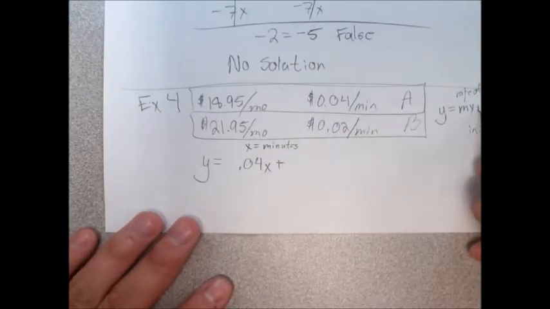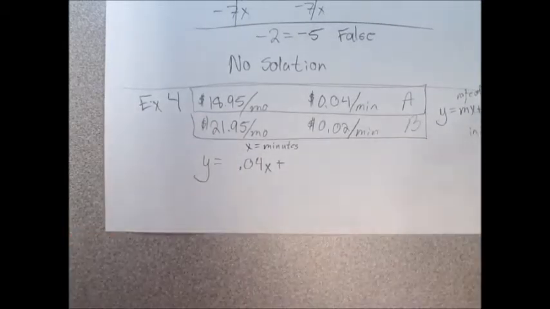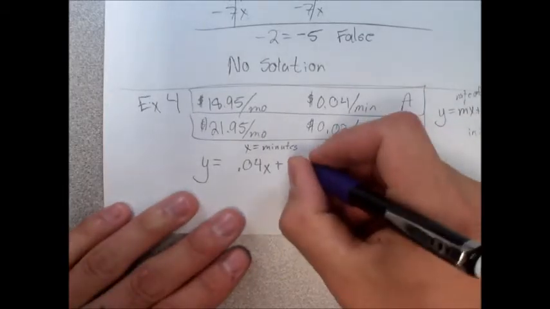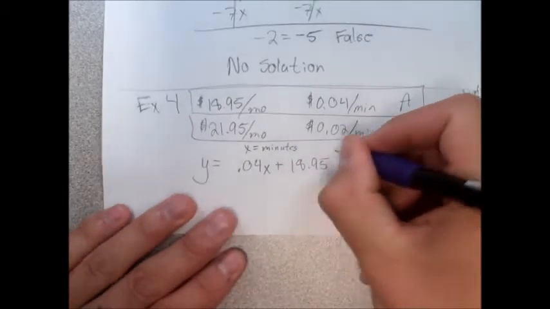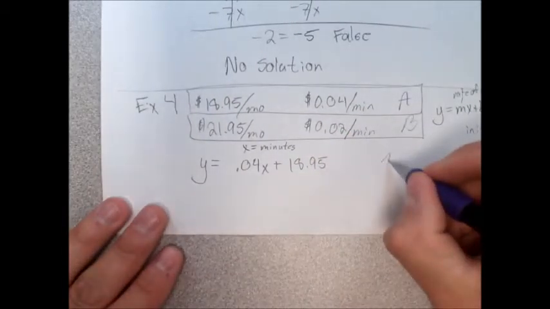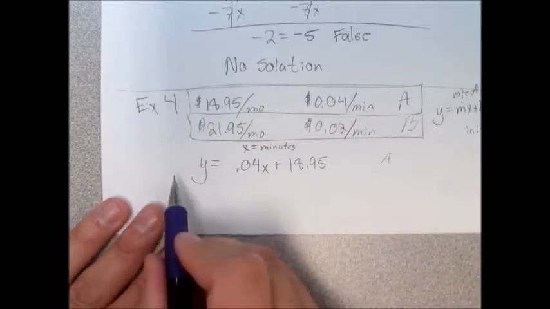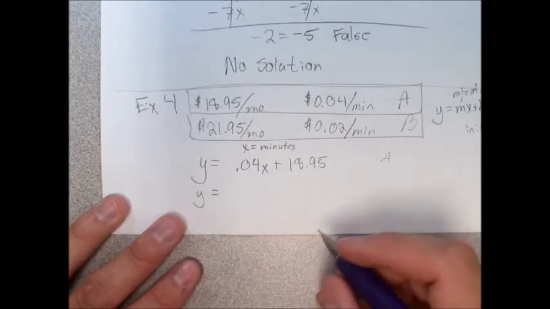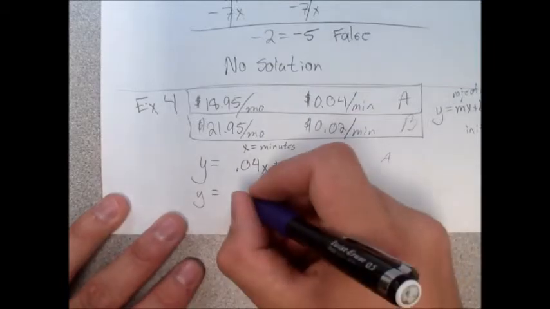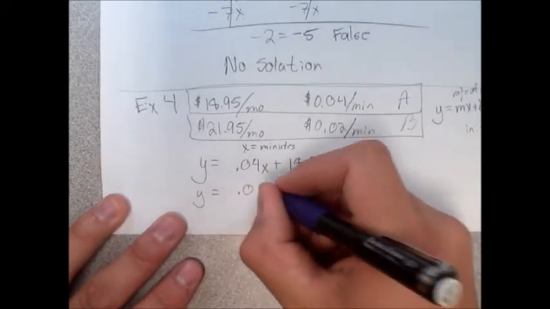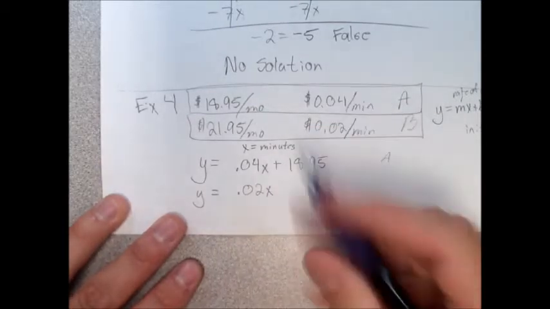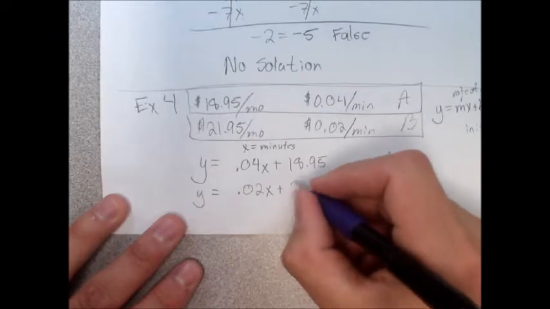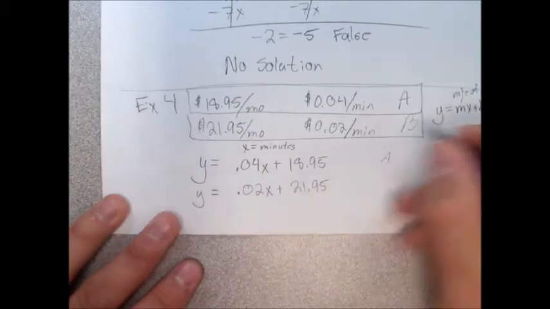Plus, I'm just dropping that down, my initial cost. What was my initial cost for the month? $18.95. So that's for company A. I'm just going to write a little side note, make sure I know that. Okay. For company B, same concept. What is my rate of change? 0.02x, x still standing for minutes, plus my initial cost of $21.95. Okay, so now I have 2 equations.